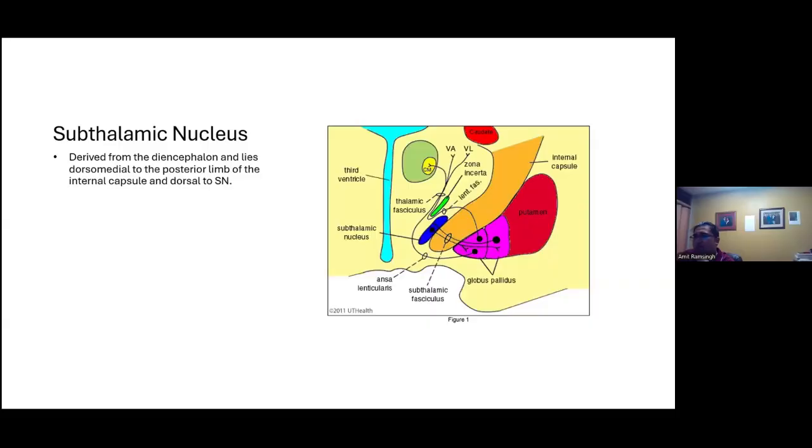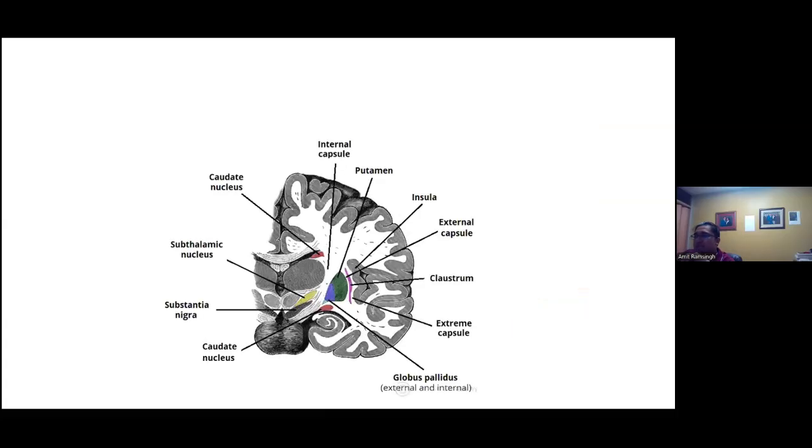We look also at the subthalamic nucleus, one of the other components of the basal ganglia, and it's derived from the diencephalon, and it lies dorsomedially to the posterior limb of the internal capsule and somewhat dorsally to the substantia nigra, and it acts as more of a relay station in that circuit.